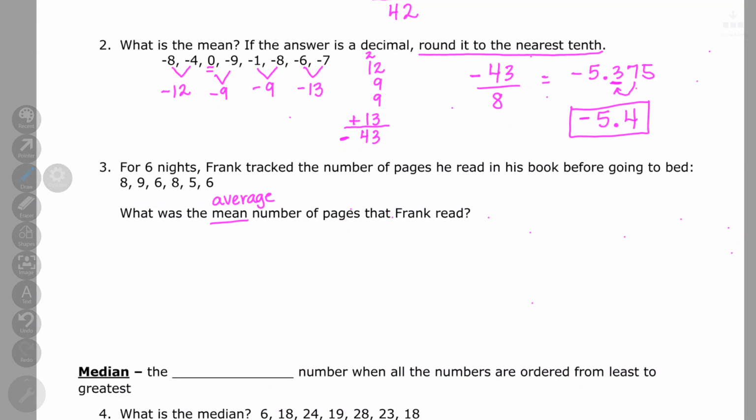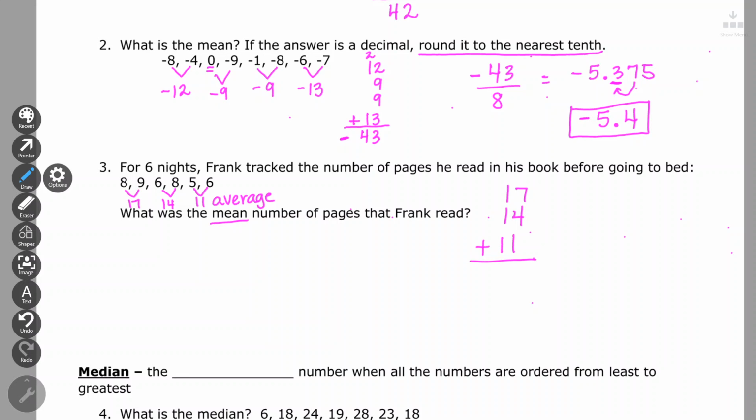So we have to add these up. 8 plus 9 is 17, 6 plus 8 is 14, and 5 plus 6 is 11. Now, 17 plus 14 plus 11: 7 plus 4 is 11, plus 1 is 12. Put down your 2, carry your 1. 1 plus 1 is 2, plus 1 is 3, plus 1 is 4. So I end up with 42 pages.